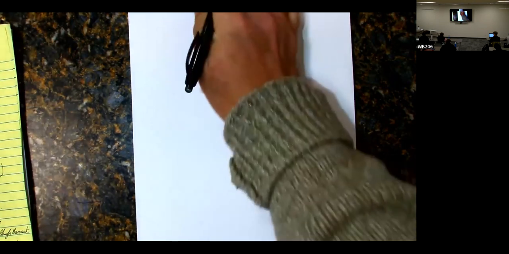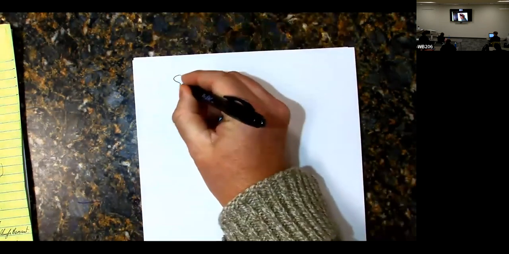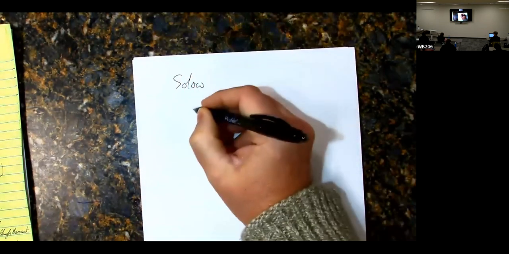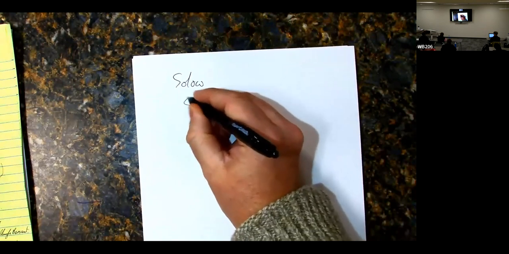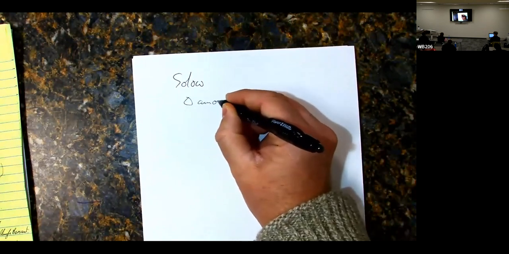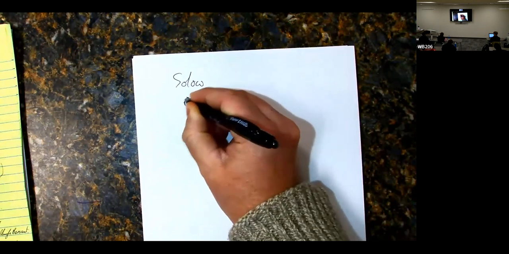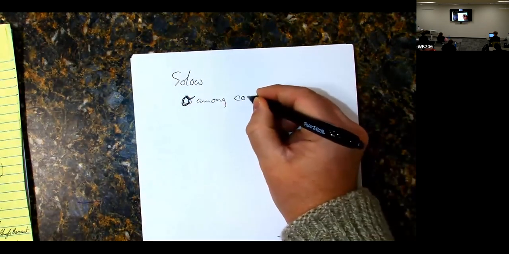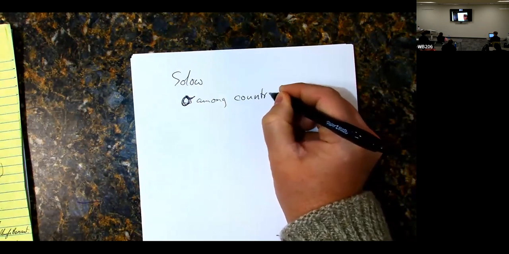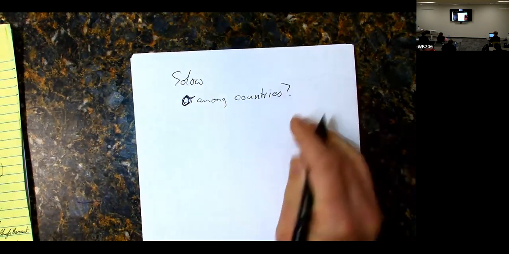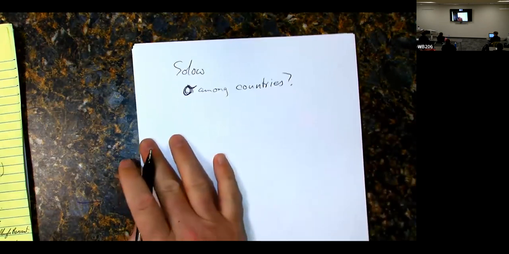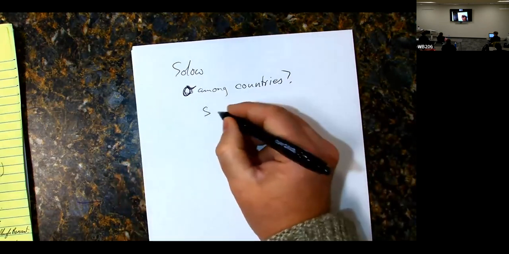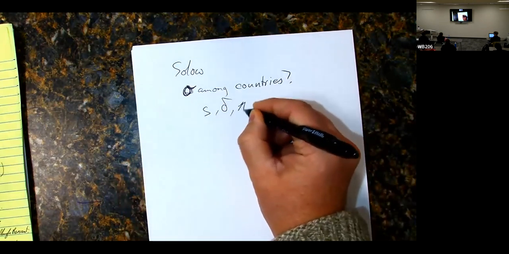Why are there differences amongst countries? Why is there variance among countries? I guess I should use sigma for differences. Why are some countries rich? Why are some countries poor? What affects savings and depreciation and population growth?